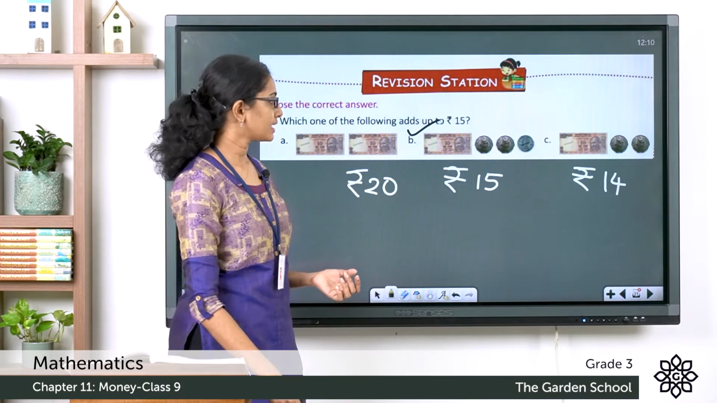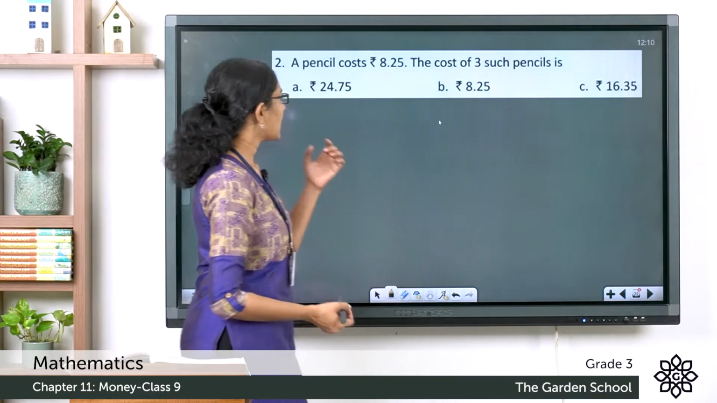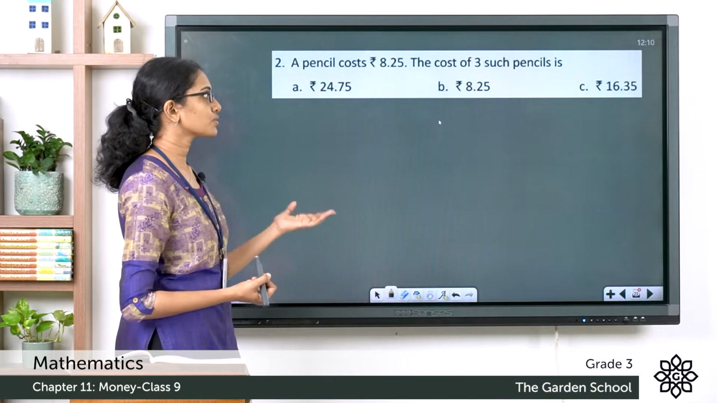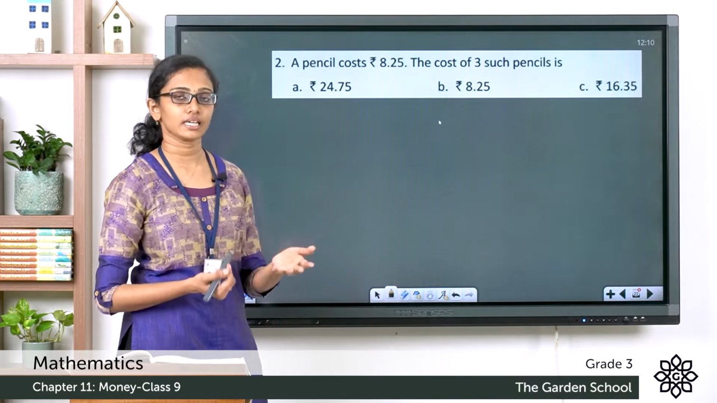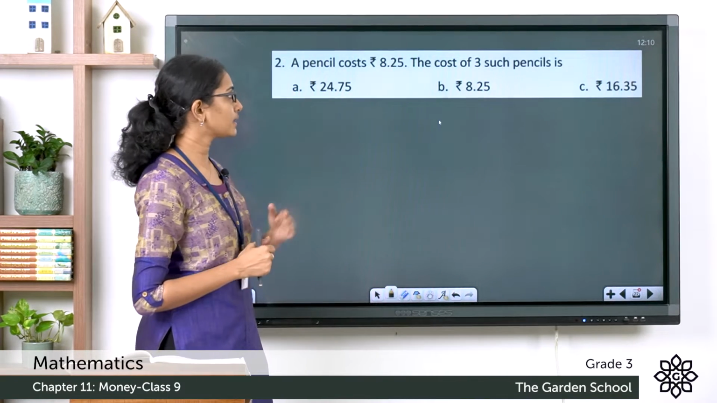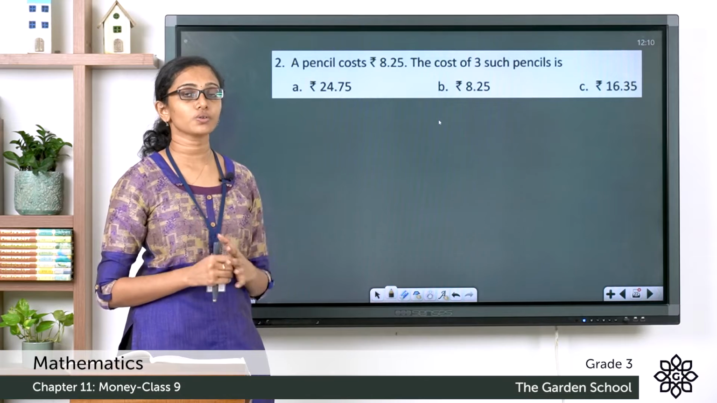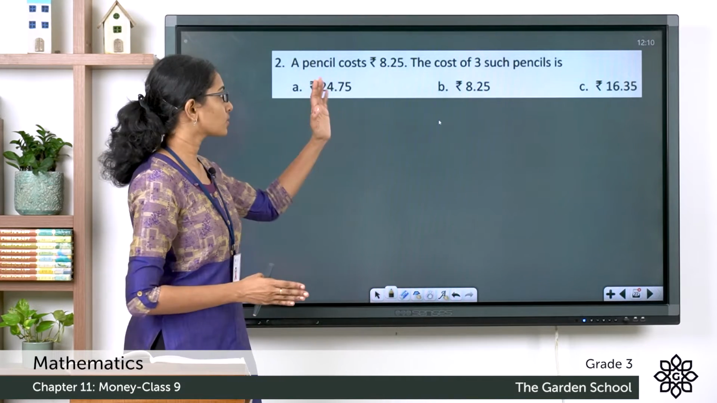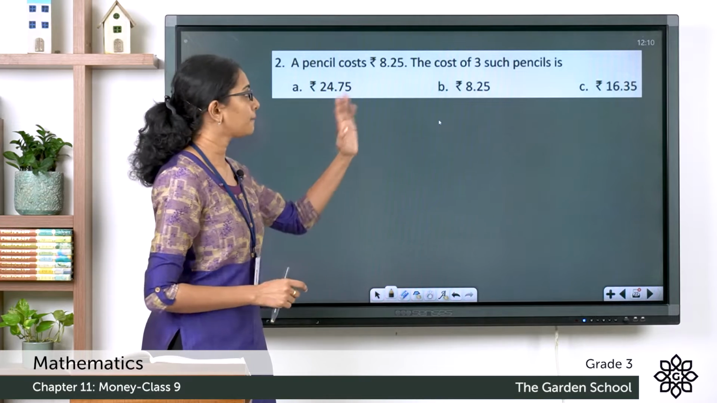Now let's see the next one. The second question, a pencil costs 8 rupee 25 paise. The cost of 3 such pencils is. How do we find it? We know the cost of 1 unit or 1 pencil. You have to find out the total cost of 3 pencils. How can we do that? Just multiply the cost of 1 pencil by 3.